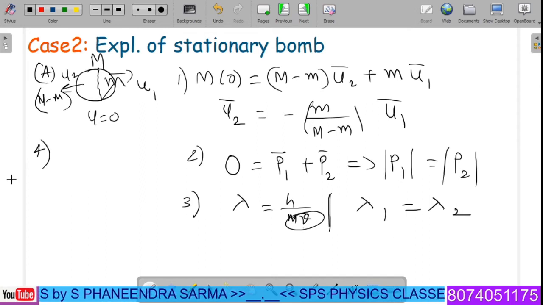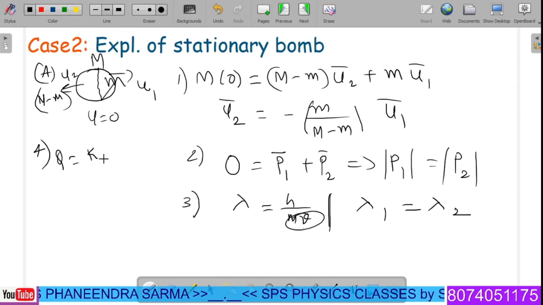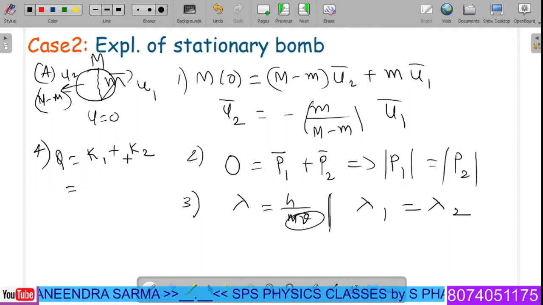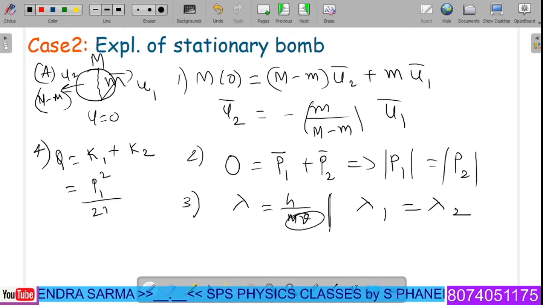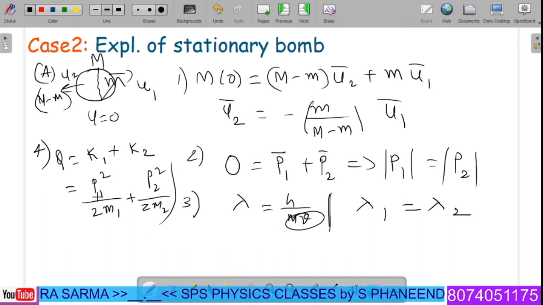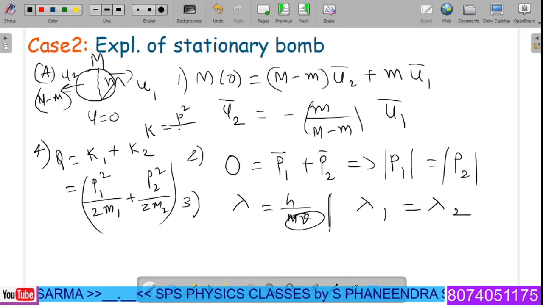And the fourth one is, what is the total explosion energy, they will ask. Total explosion energy Q is equal to the kinetic energy of the first particle together with the kinetic energy of the second particle. In the given problem, kinetic energy of the first particle is P1 square by 2m1, plus P2 square by 2m2, where I'm using the formula kinetic energy K is equal to P square by 2m. P is linear momentum, m is the mass of the object. This is one of the formulas for kinetic energy of an object.